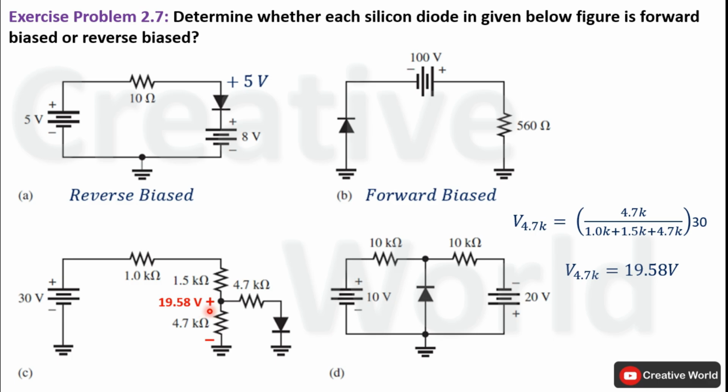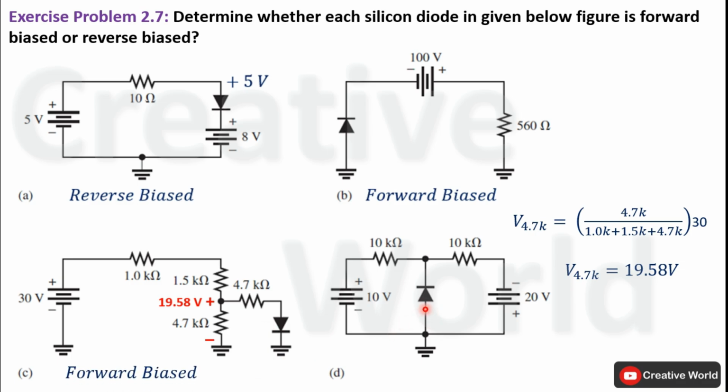So the positive terminal of this voltage is connected to the anode of the diode while the negative terminal is connected to the cathode. And the value of the voltage is 19.58 volt, which is higher than the forward potential barrier of a silicon diode. So we can say that this diode is in conducting mode and it will be considered a forward biased diode. Move to the last configuration.